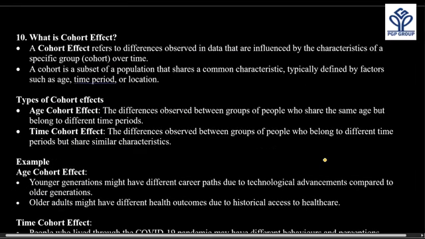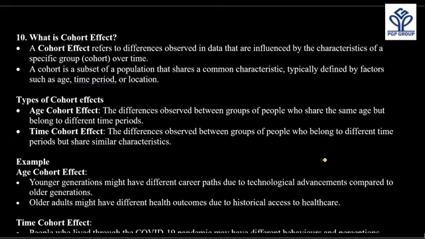Question number 10. What is a cohort effect? It's a very important question. A cohort effect refers to the differences observed in data. That means your data is affected, influenced by the characteristics of a specific group over a time. So because of a particular group, your data is going to be observed. There will be some difference in your data. So this is called the cohort effect.